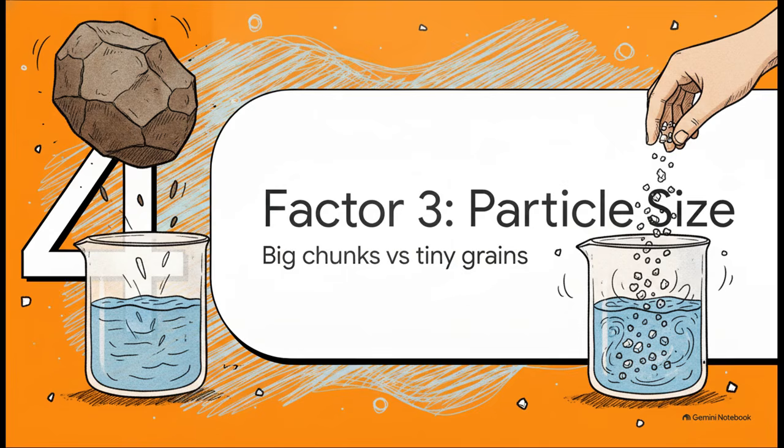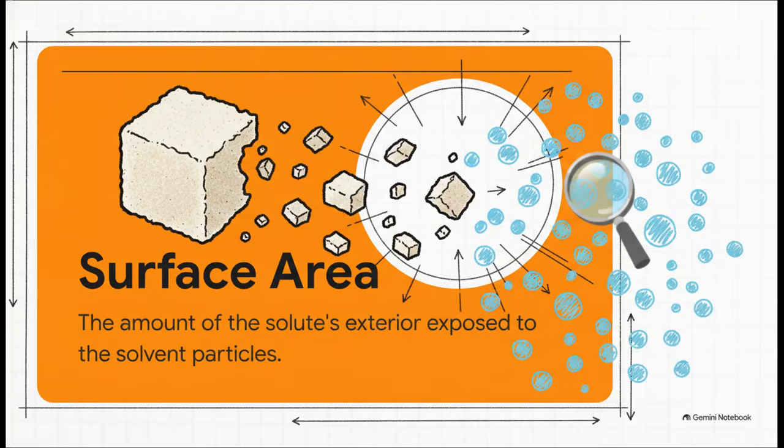Okay, factor 3, particle size. Big chunks versus tiny grains. Let me ask you this. If you dropped a giant solid rock of salt into a bucket of water and then dropped a handful of tiny salt grains into another bucket, which one do you think would disappear first? Well, to understand the answer, we have to learn a really vital scientific concept: surface area.